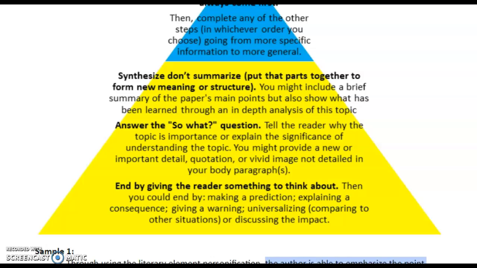So you can make a prediction, explain a consequence. So if you do this, then this will happen. Give a warning, universalize, which means comparing to other situations, or discuss the impact. So let me give you 2 samples.